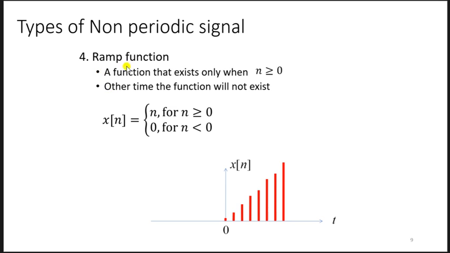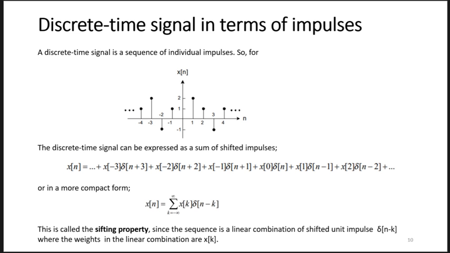Okay, so ramp function. A ramp function exists only when n is bigger than 0, and so x[n] equals n for n bigger or equal to 0. So at n0 it becomes 0, at n1 x[n] is 1, n2 x[n] is 2, n3 x[n] is 3, and so on.